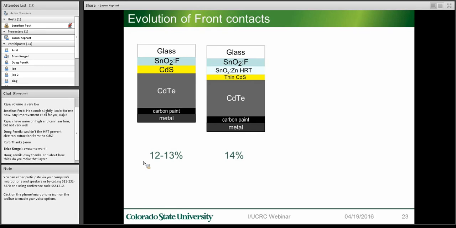Doug's asking, how thick do you make the layer? The optimum tin oxide HRT was 150 nanometers, and the optimal cad sulfide would be about 60 nanometers with that layer. The MZO, which would be the only layer present, we're using 100 nanometers.